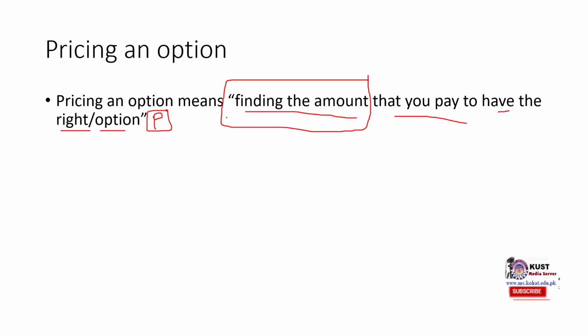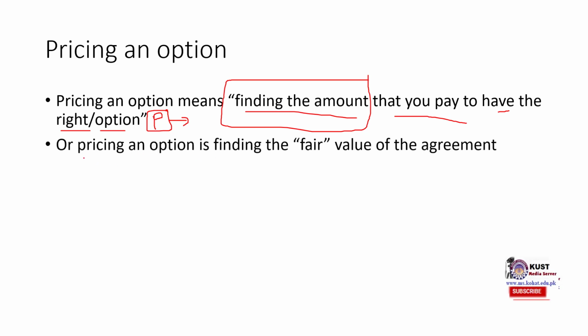Similarly, in pricing an option, we are trying to find the amount that we should pay for the right, or that we should receive for the right. So in simple words, in all the previous discussions, the amount of premium was given. But in the real world, how do we decide what premium we should pay or what premium we should receive in regard to financial options? Pricing an option means finding the fair value of the agreement. This is again the same thing that we just discussed.